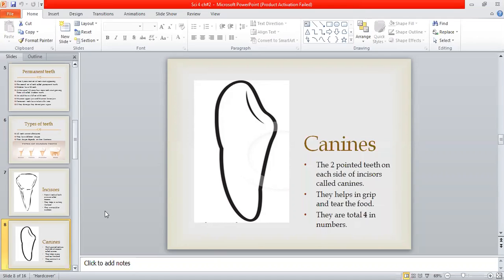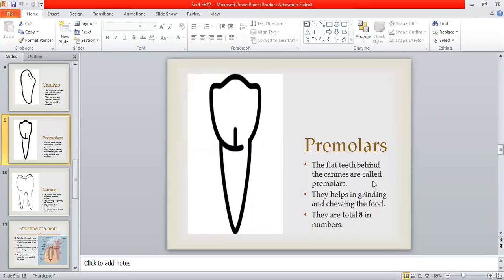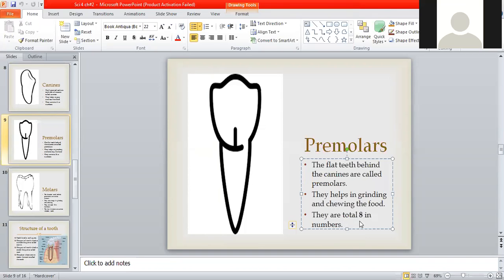Next are premolars. You can see that after the canines, the flat teeth behind the canines are called the premolars. They help in grinding and chewing the food. Basically, after gripping and cutting the food, these are the teeth which help in chewing the food, and they are premolars. They are total eight in number. How are they eight in number? Two from the right side, two from the left side, on both the upper and lower jaws. So together they are total eight in number.